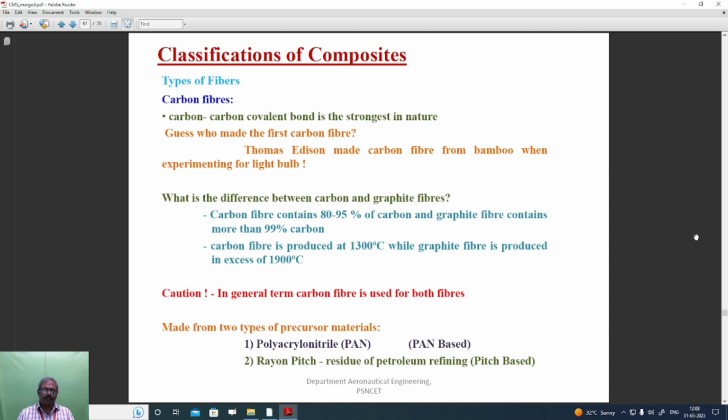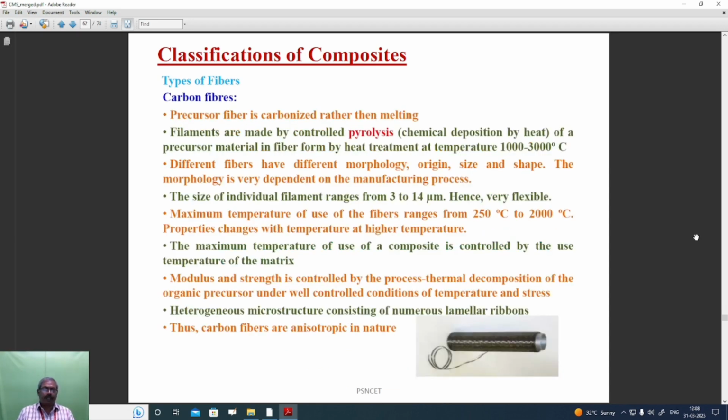PAN, that is polyacrylonitrile, and rayon pitch. Then for carbon fibers, the precursor fiber is carbonized rather than melted. Filaments are made by controlled pyrolysis, a chemical decomposition by heat of a precursor material in fiber form, by heat treatment at temperatures of 1000 to 3000 degrees centigrade.